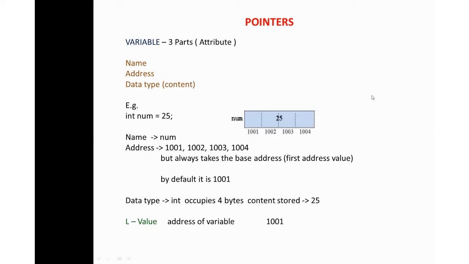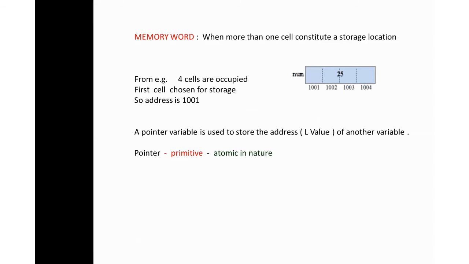So L value is known as the address of the variable. The next 2 important terms: L value is the address of the variable, and R value is the content of the variable. All these we have learned in our +1, but still it is a revision part.